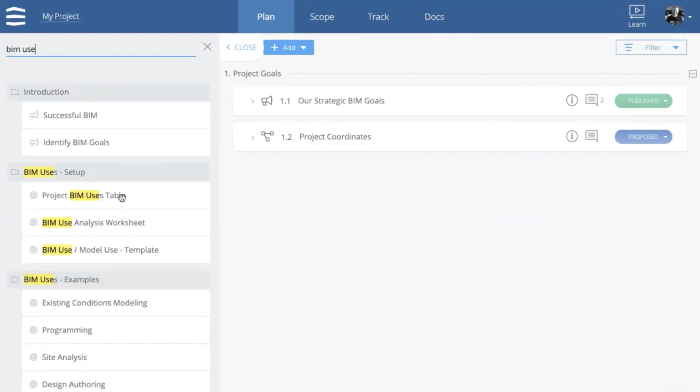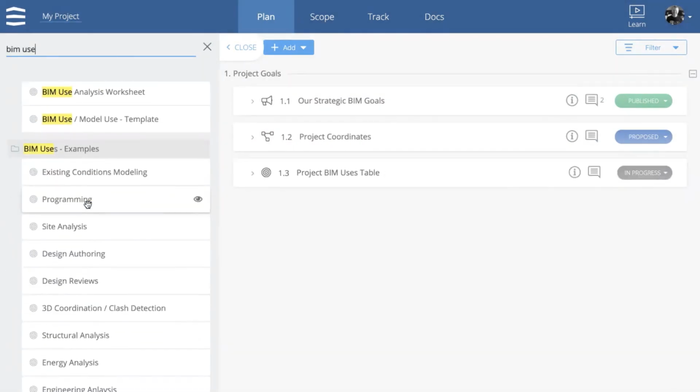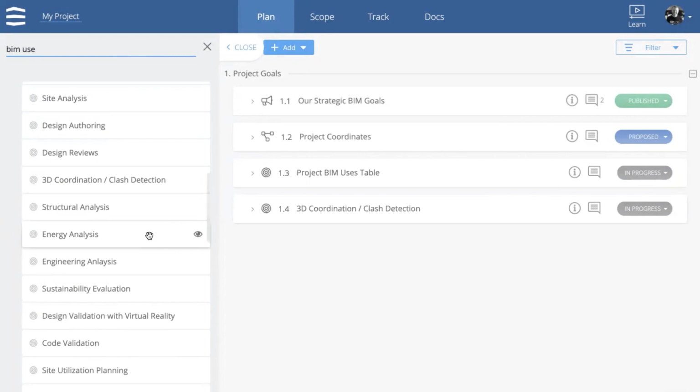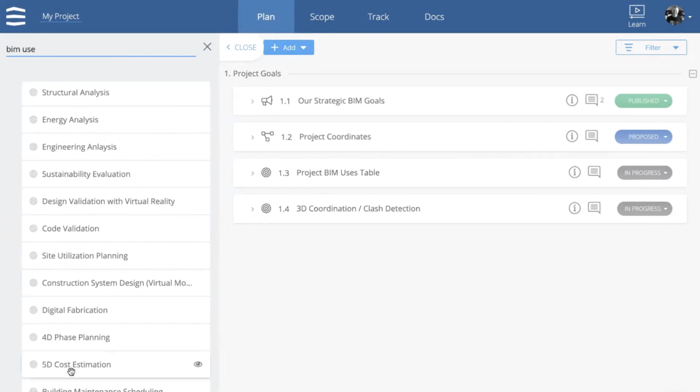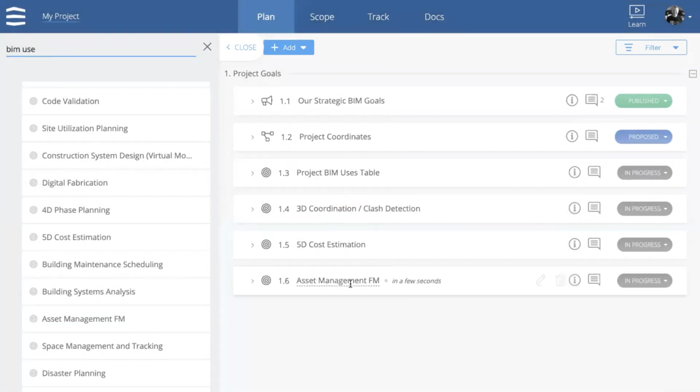let's just look for BIM uses, and then we can start to bring in, for example, a table of BIM uses, and we can then look for the BIM uses that we would like to use. So maybe we're going to look at coordination and phase planning. Yeah. So cost estimation. 5D cost estimation. Reminds me of our next webinar. The next webinar coming up. Yeah, absolutely. So, and then some asset stuff as well from the owner's perspective.